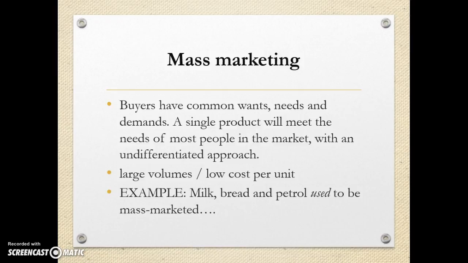So mass marketing: common wants, needs and demands. A single product will meet the needs of most people with an undifferentiated approach. You've got large volumes of these products being put onto the market, generally low cost per unit, and milk, bread and petrol used to be mass marketed. Even now in petrol you'll have a larger variety than there used to be 20 years ago. It was just petrol and maybe diesel if you were lucky, but now there's a much broader range of petrols that you can choose.